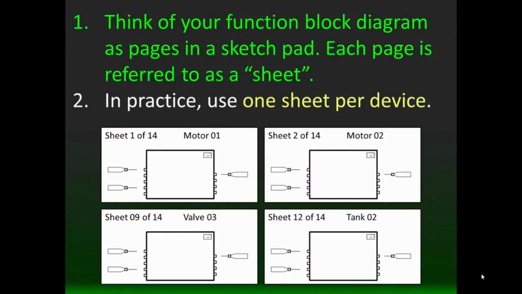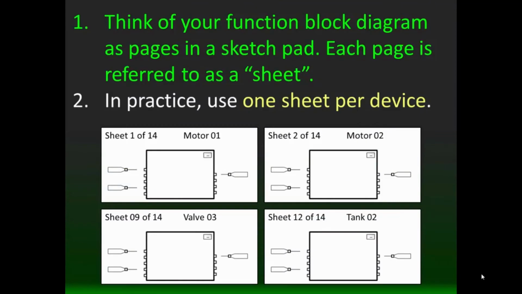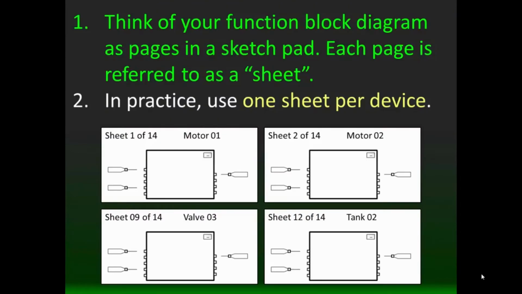So think of your function block diagram as pages in a sketch pad. Each page is referred to as a sheet. In practice, use one sheet per device. Some of these processes may require more than one sheet because there may be many devices. Obviously, these examples right here don't follow with the baking process. I just wanted to show you a process or a sequence of processes that everyone could identify with. But you get the idea of breaking up your process into sheets.